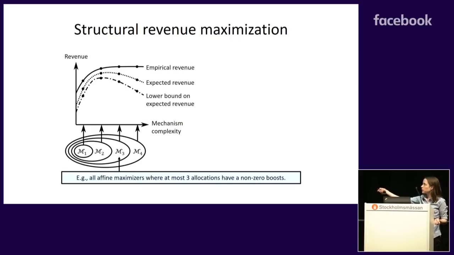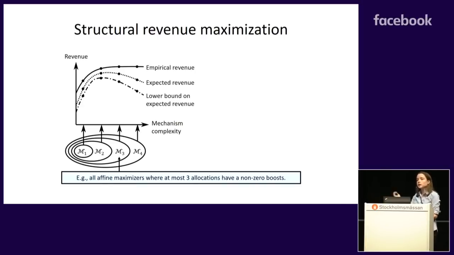And what I'm plotting on the y-axis here is various revenue curves. So for the top solid line, I've found the empirically optimal mechanism in each of these subclasses and plotted its empirical revenue. And since this is a nested hierarchy, the empirical revenue is just going to get better and better as I go outward.